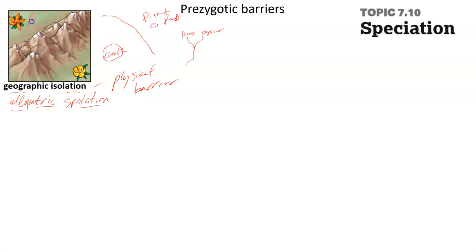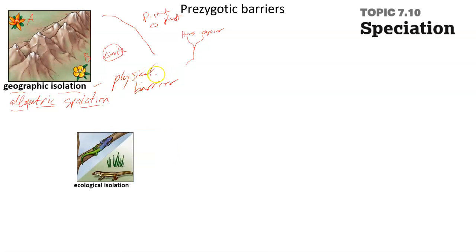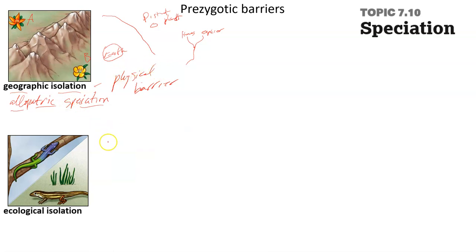In this case, we have a flower over here, species A, and species B, separated by this mountain range. So allopatric speciation, or geographic isolation, is one way. The rest of these that we're going to look at are going to be sympatric speciation. In other words, speciation that can occur in the same place. So, different areas, allopatric. Sympatric speciation, same area. That's what all the rest of these are going to be examples of.